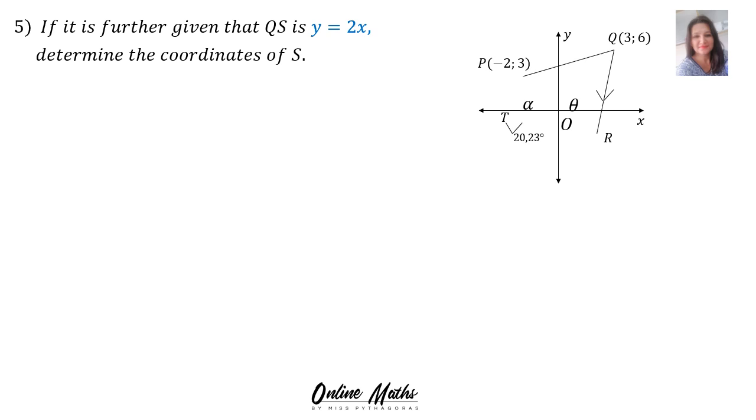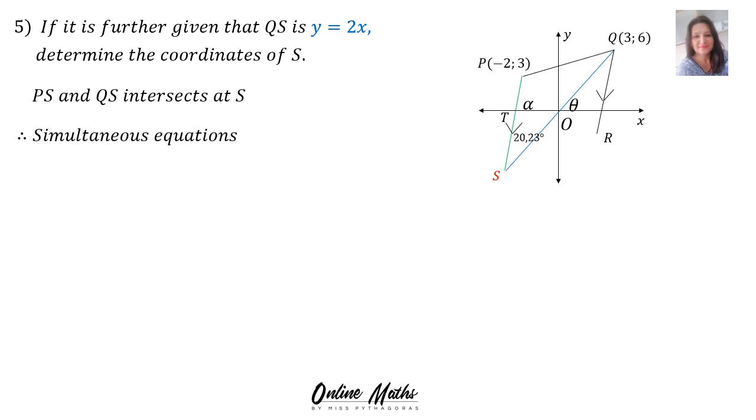Question 5. If it is further given that QS is y = 2x, determine the coordinates of S. Now let's see. PS and QS, they intersect at S. And then what is the rule? When two lines intersect, we use simultaneous equations to work out the point of intersection.